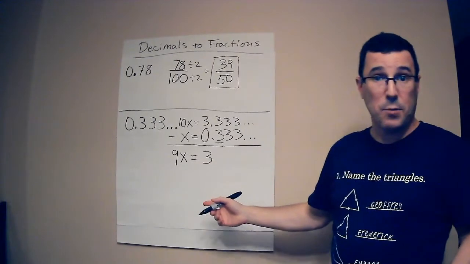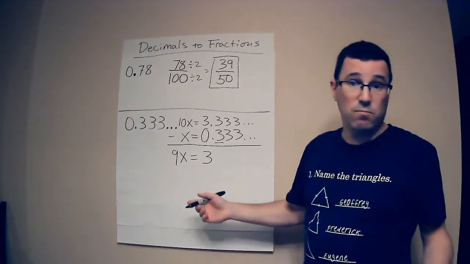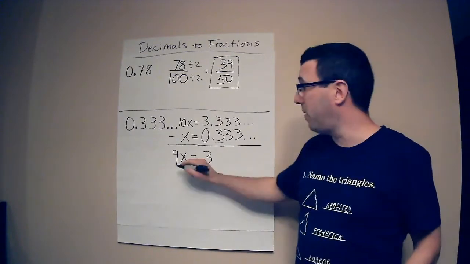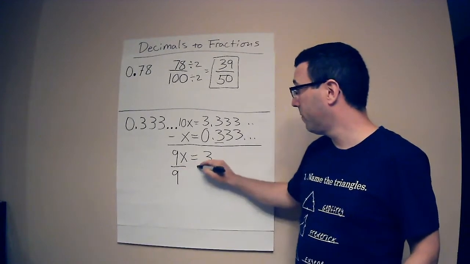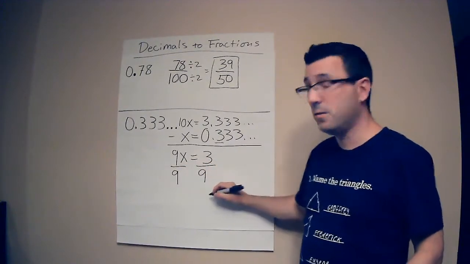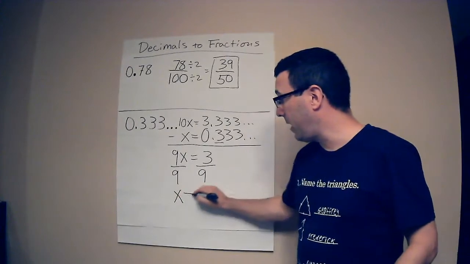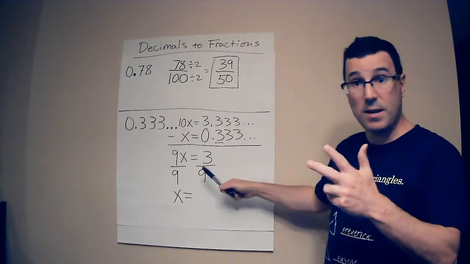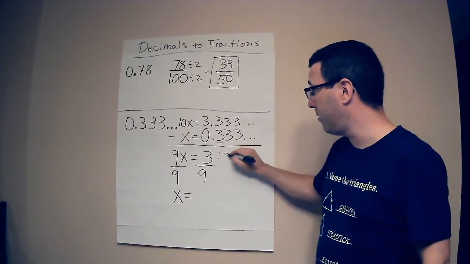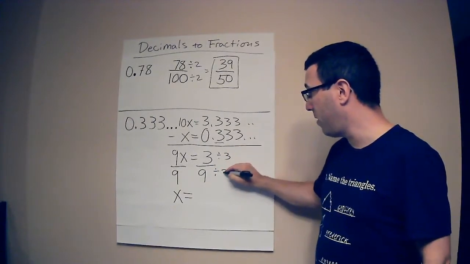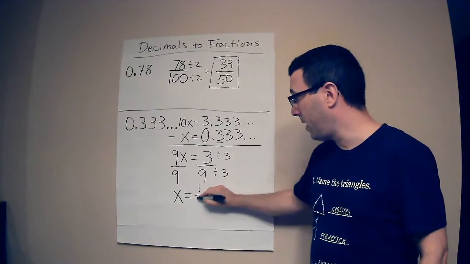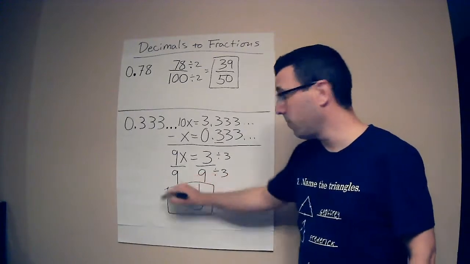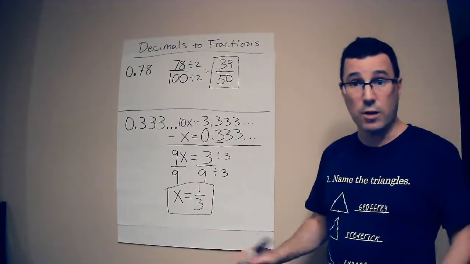Now I have a one-step equation. This is multiplication, so I'm going to divide. I'm going to divide by 9 on both sides. X equals, and if I look, 3 and 9 have 3 in common, so I'm going to divide by 3 on top, divide by 3 on bottom, and I get 1 over 3. So far, not too bad.